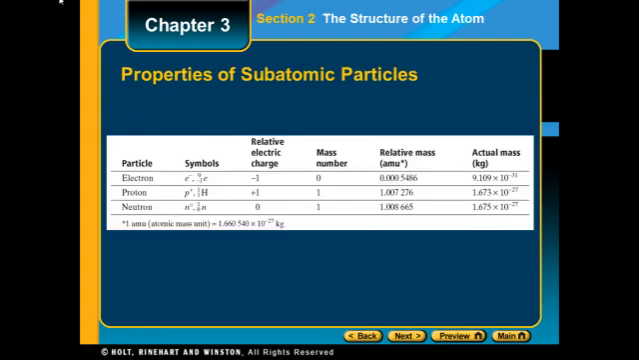Look here. The relative electric charge of the electrons is -1, as we said. The relative electric charge of protons is +1 and the relative electric charge of neutrons is 0. The mass number of protons is 1. The mass number of neutrons is 1. The mass number of electrons is 0, which means it has a very small mass, 0.001, which can be neglected.